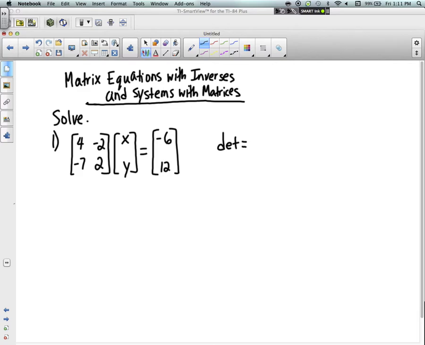We're just going to write off to the side the determinant is going to be 8 minus 14. So we get -6. Here's how this is going to work. So we're going to multiply both sides by the inverse. You want to make sure your dimensions match up nicely. So I'm actually going to put it in the front of both.